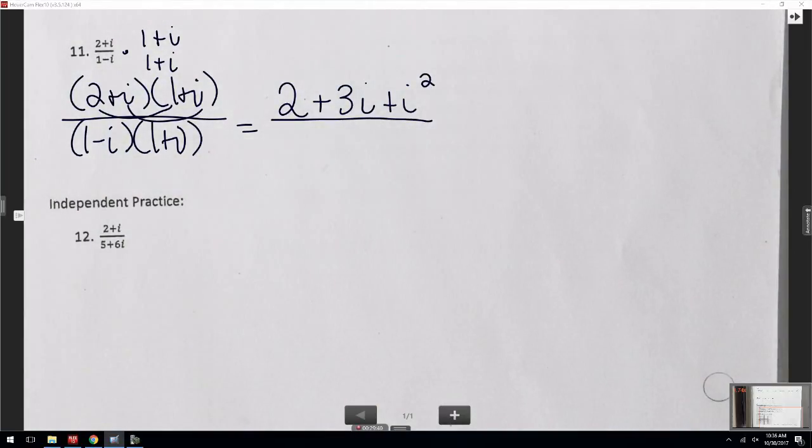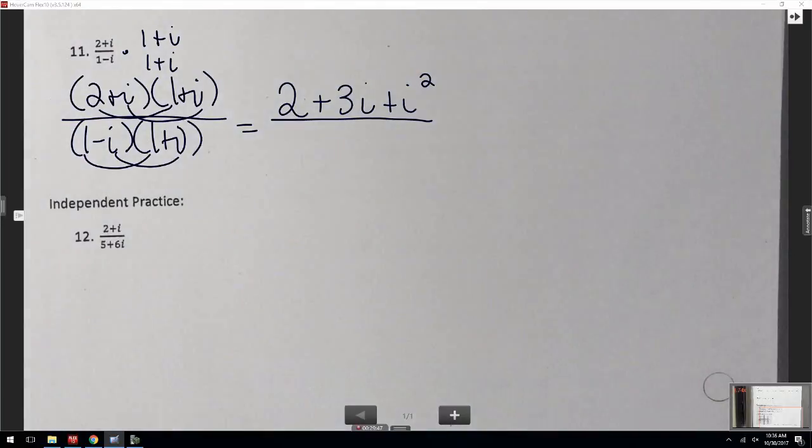Is the bottom conjugates? Yes. So the only thing you've got to do is the first and the last. What's 1 times 1? 1. And what's negative i times positive i? There you go.